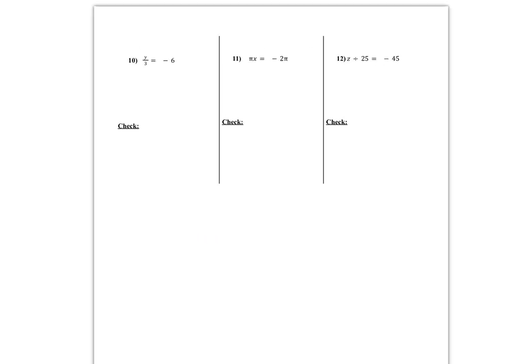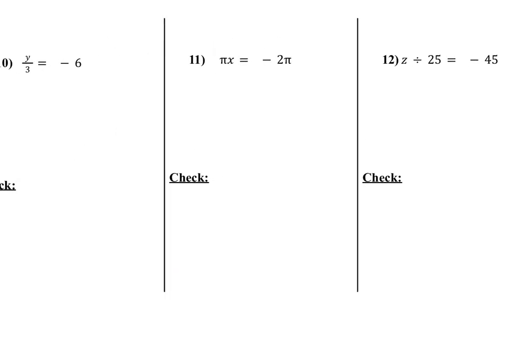I'm going to jump to number 11. It always looks scary when we don't have a lot of numbers and we have more symbols. Number 11 is just like any other. Not scary at all. We have pi times x equals negative 2 pi. Well, treat it exactly like a number. Pi is simply a number.